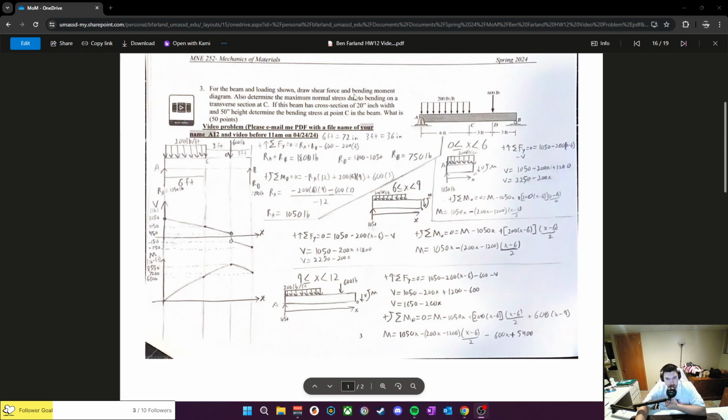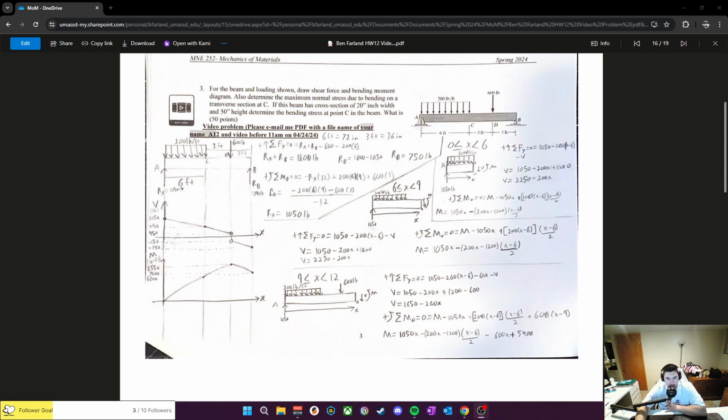The next thing you would do is use the sum of the forces in the y direction to find that R of A plus R of B minus 600 minus 200 times 6 is equal to 0. You will then be able to find that R of A plus R of B is equal to 1,800 pounds.